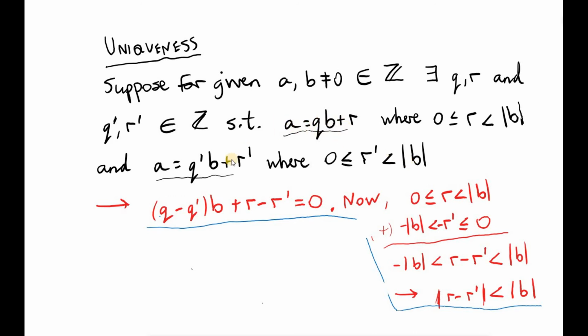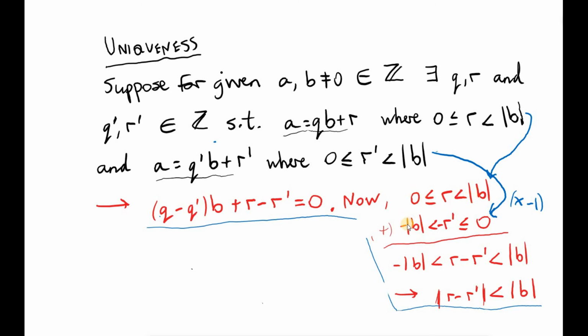So let's look at these two equations and subtract them. Subtracting the left hand sides, we get a minus a is 0, and subtracting the other sides we get (q minus q prime) b plus (r minus r prime) equals 0. Now let's look at these two inequalities over here, and we will learn something about r and r prime. I've taken the second inequality and multiplied it by minus 1 and written it under the first inequality.